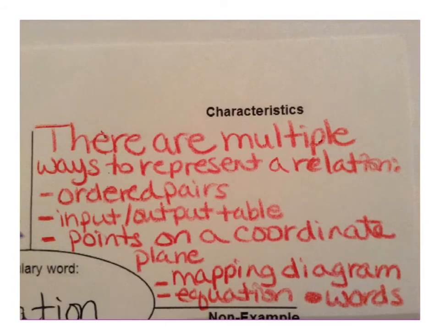Now let's move over to the top right to characteristics. There are multiple ways to represent a relation. We can represent a relation by writing ordered pairs. We can do an input-output table, or you may know this as an XY table. We can also plot the points on a coordinate plane, so we can graph it. Or we could do a mapping diagram, which I'm going to show you those. Or we could have an equation, or it could be written in words.